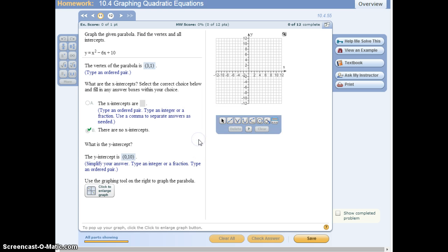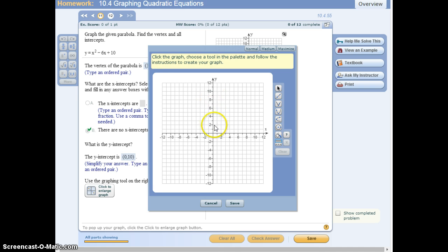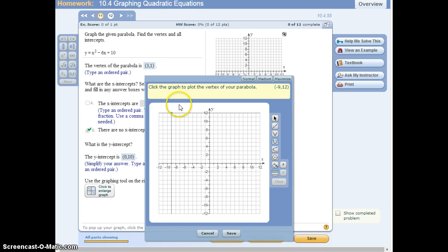All right. Now once you have that handy, you want to go to your graph. So you want to click on that vertical parabola tool. It's a little small, so let me click the plus sign to make it a little bigger. The first point, it says click the graph, choose a tool in the Padlet, and follow the instructions to graph. Okay, so let me re-click the vertical parabola tool. The first point that you want to graph is the vertex. Here we found that the vertex is 3, comma 1. Let me locate that. That's 3 in the x direction, 1 in the y direction. So that's my first point.